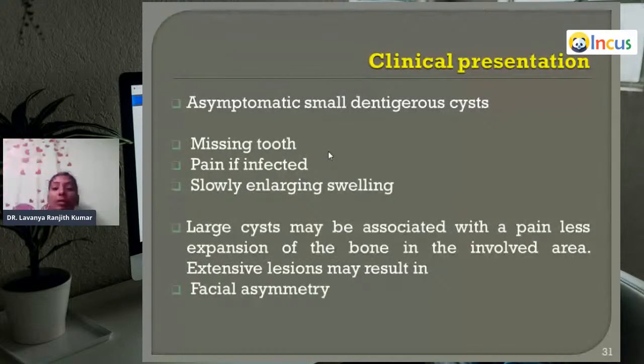So coming back to the clinical presentation again, a small dentigerous cyst is asymptomatic, and it shows a missing tooth, and pain if secondarily infected, and slowly enlarging swelling will be found. A large cyst may be associated with pain and expansion of the bone in the involved area. Extensive lesions may result in facial asymmetry.